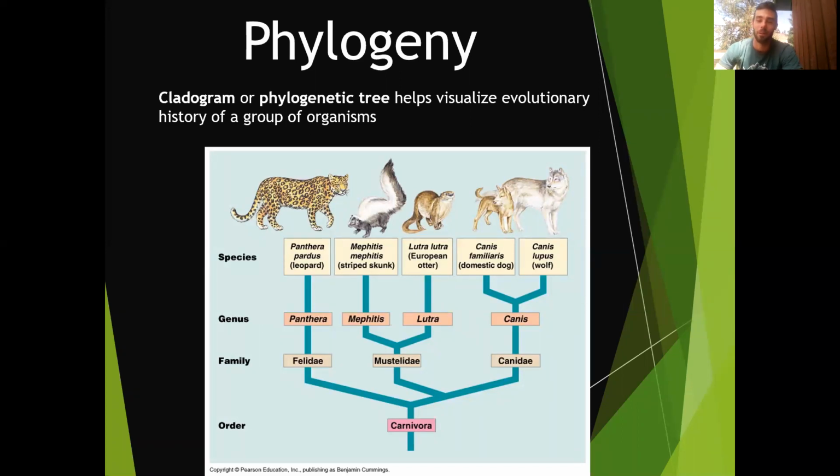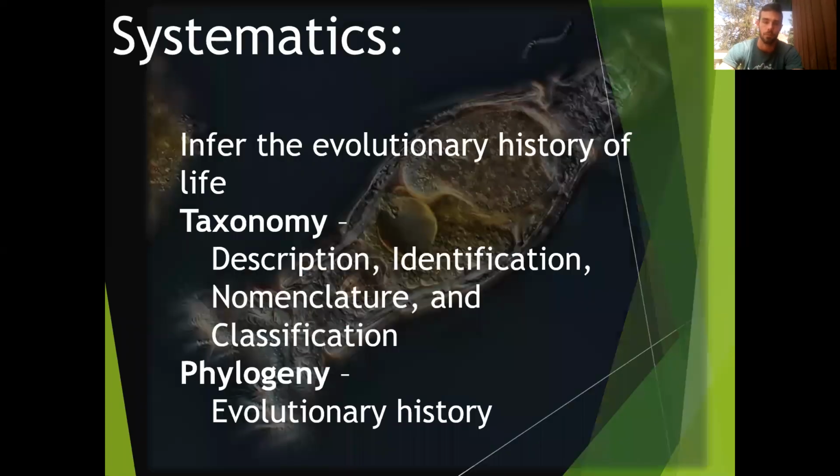But so what we're really talking about with the spreading pattern is a phylogeny. Now, phylogeny is really to help us visualize how related organisms are to each other. So we can unite leopards, skunks, otters, dogs, all into one big group, which is Carnivora. And then within that, we can get smaller and smaller and explore different parts of the tree.